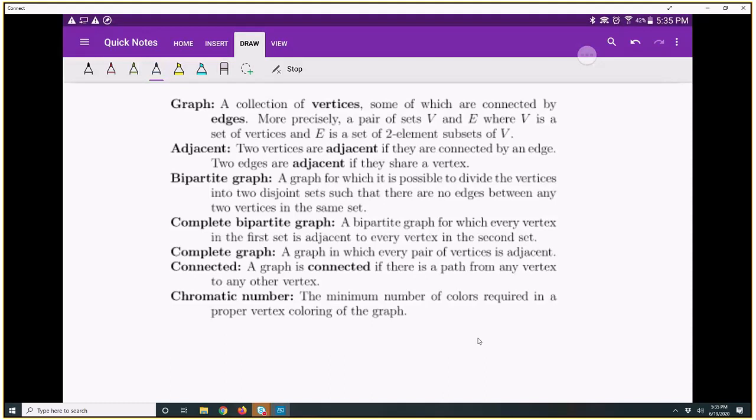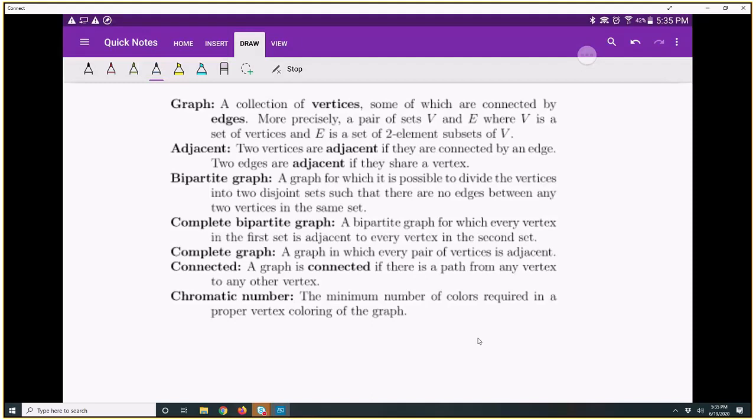Now, of course, we've already seen the definition of a graph, a collection of vertices, some of which are connected by edges. More precisely, we can define a graph as a pair of sets, which are often denoted capital V and capital E, where V is a set of vertices and E is a set of two-element subsets of V, or ordered pairs. We will say that two vertices are adjacent if they are connected by an edge. Two edges are adjacent if they share a vertex.